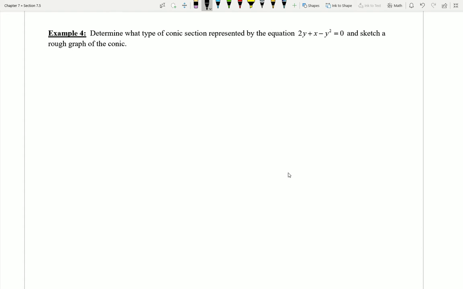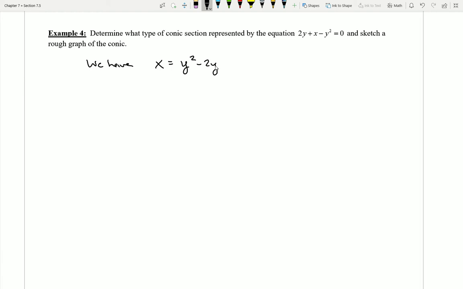Here, since there's only a y squared term, I can probably guess that this is going to be a parabola. So I'm going to go ahead and try to isolate all my y's on one side and my x's on another. And I can state that x is really going to be equal to y squared minus 2y.